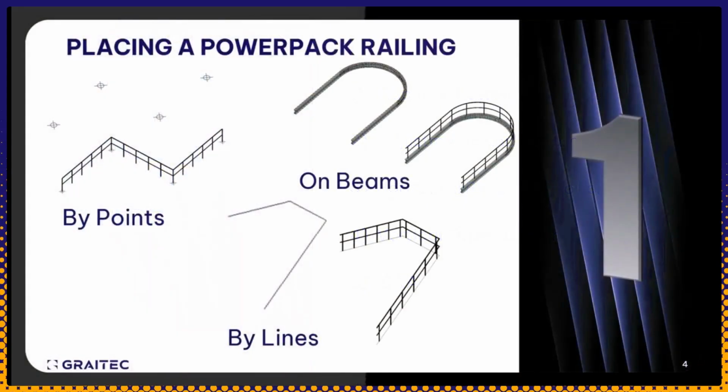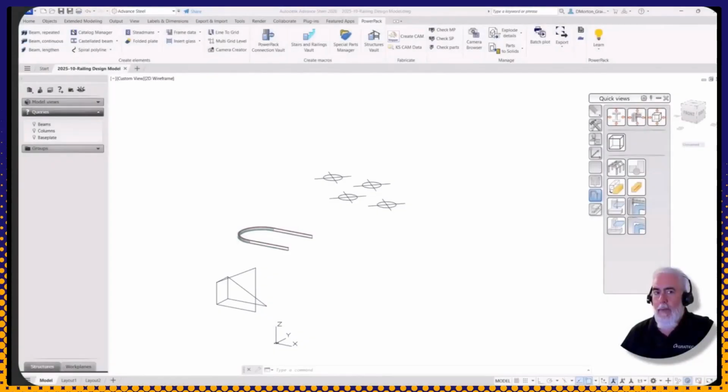Let's begin by looking at the handrail macro and how these can be placed. With the Graitec PowerPack, various methods are available. All right, so here I've set up a couple of scenarios where we can insert railing by points, by lines, and by actual beams.